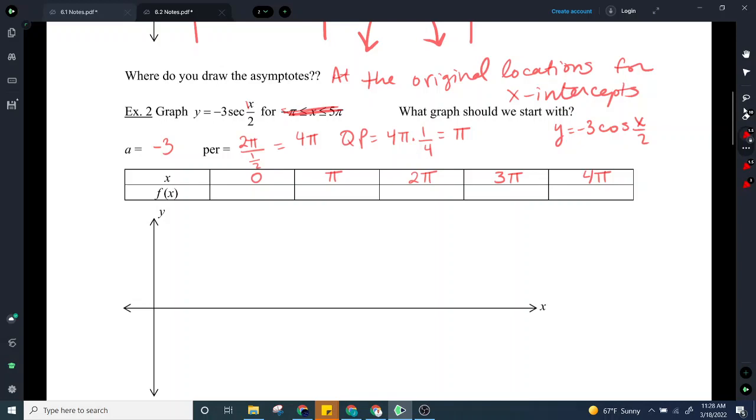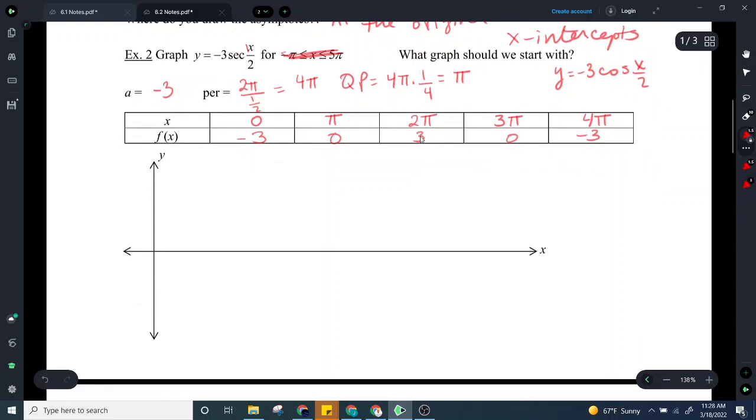It's cosine. So remember with cosine, we start at whatever the a value is. So I'm going to have -3 and then 0. Oh, sorry. Hold on. -3, 0, +3, 0, and -3. There's our pattern. All right, so let's go ahead and put those points on the graph.